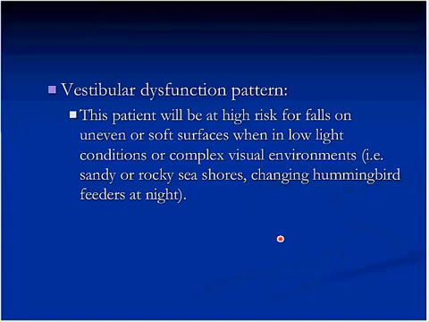Both might have that 5-6 pattern, but what I might write is that this patient will be at high risk for falls on uneven soft surfaces or when they're in low light conditions or complex visual environments. So they'll be at high risk for falls on a rocky or sandy beach, watching waves roll in or looking up and watching the seagulls or kites fly by, or maybe on an uneven sidewalk when they're watching traffic go by. Or what about the gal going out to change the hummingbird feeders at night, walking on soft grass or gravel?